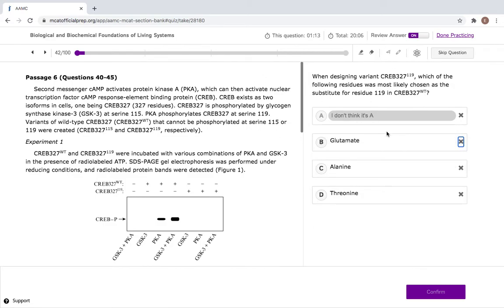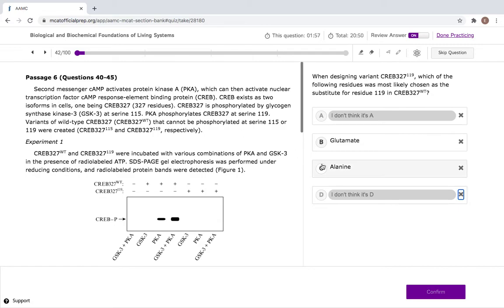Wait, hold on. Backtrack what I said. Glutamate does not have an OH, so it could be substituted because it prevents phosphorylation. Alanine does not have an OH, so it can prevent phosphorylation. Threonine does have an OH, so it can be phosphorylated, and we're looking for something that's substituted so it can't be phosphorylated. So this is gone. Okay. They left me glutamate and alanine. I'm looking for an amino acid that cannot be phosphorylated. So which of these two amino acids is more likely to not be phosphorylated?